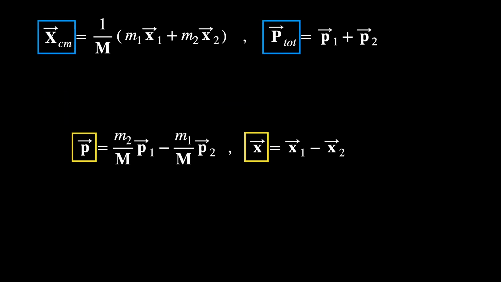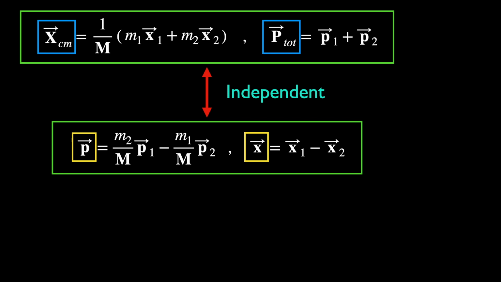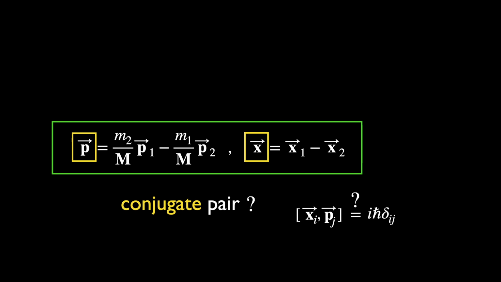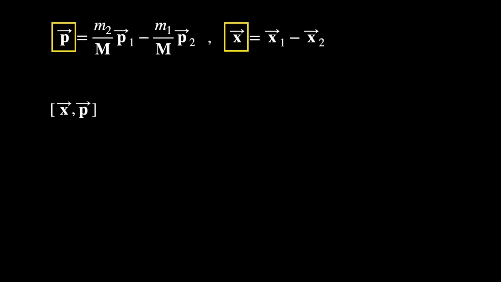At this point, we have derived a set of relative variables, x and p, that are independent of the center of mass variables. That is, the two sets commute with each other. Since we have already shown that xcm and P total form a conjugate pair, now we must do the same for x and p. The commutator between x and p can be calculated in a straightforward manner, using their definitions.